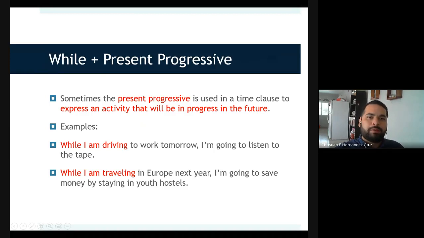We can use while with the present progressive. Sometimes the present progressive is used in a time clause to express an activity that will be in progress in the future. For example, while I am driving to work tomorrow, I'm going to listen to the tape. While I am traveling in Europe next year, I'm going to save money by staying in youth hostels. So this is basically something that, of course, is in the future, so it hasn't happened yet. We're using the progressive form, and we're talking about meanwhile. So it's basically during the time in which this action is happening.